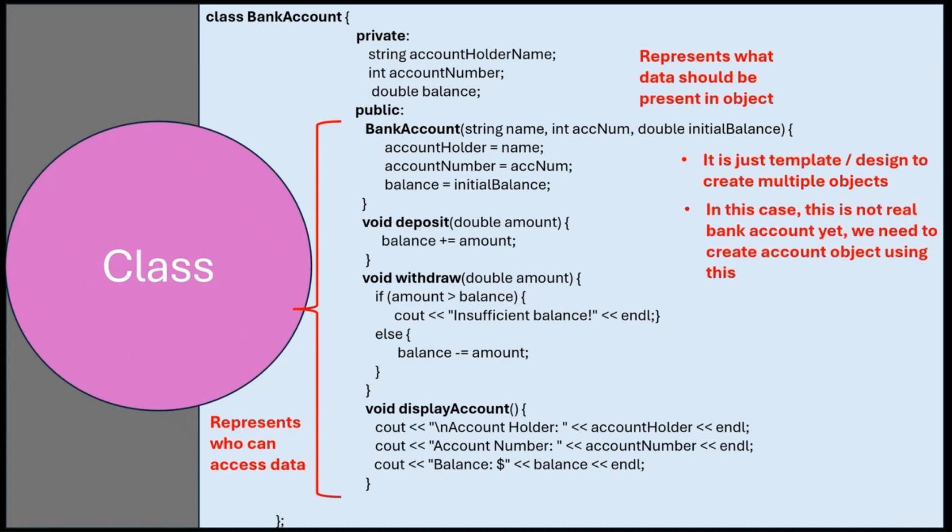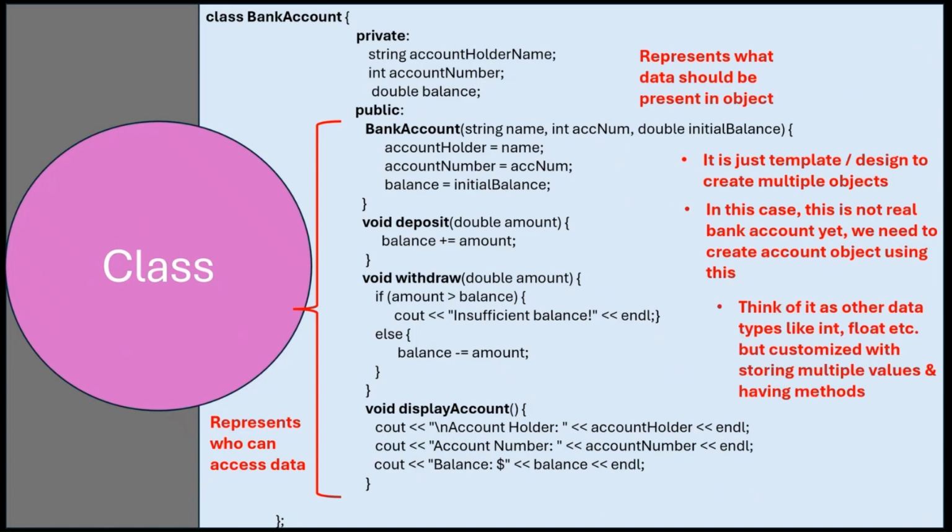For example, in this case, this is not a real bank account yet. We need to create an account object, or a variable of this bank account class, for actually making that a real world entity. In simple words, think of it as other data types like int, float, char, etc., but customized to store multiple values and having methods to access those values. So it is a data type only, similar to int, float, char, but this data type is a user defined data type with customization.